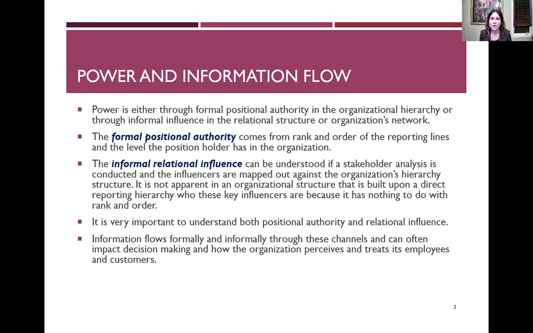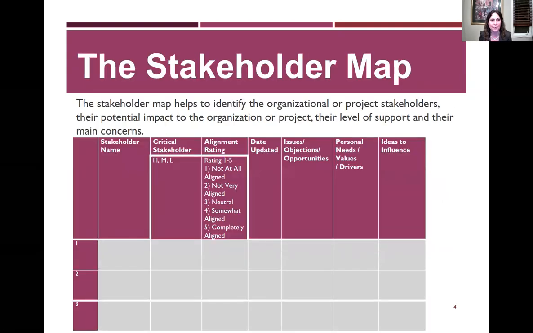They can be within the structure that they report into, or they can be outside of that structure and still have influence throughout the entire organization, either up through their own ranks or laterally, or they might even skip some in their own ranks and then get access to the top. So we're going to explore that as well. It's very important to understand both positional authority and relational influence. Information flows formally and informally through these channels and can often impact decision-making and how the organization perceives and treats its employees and customers. So let's take a look at the stakeholder map.